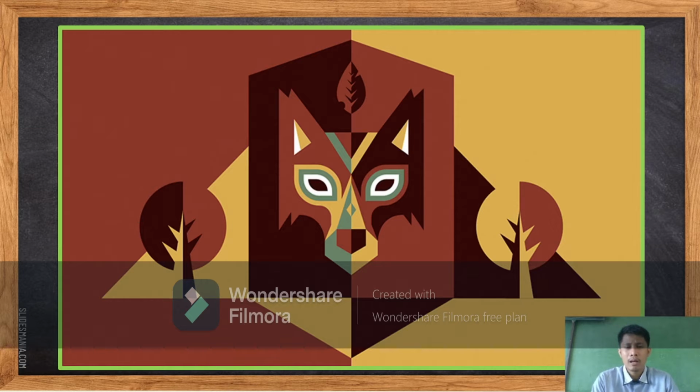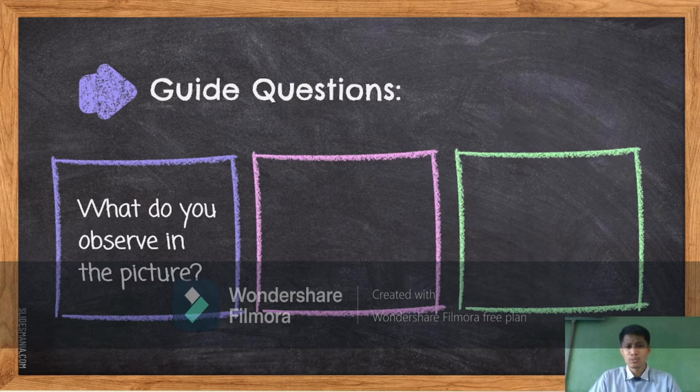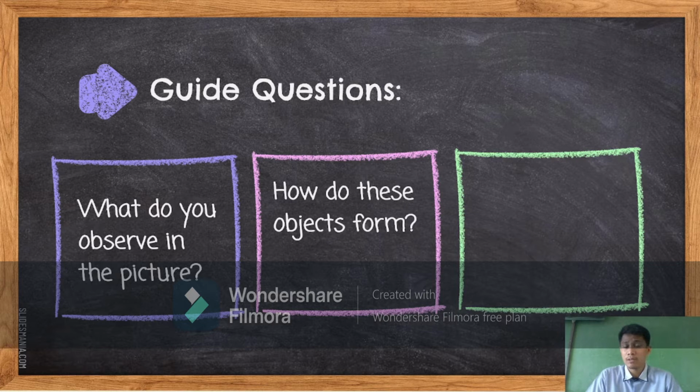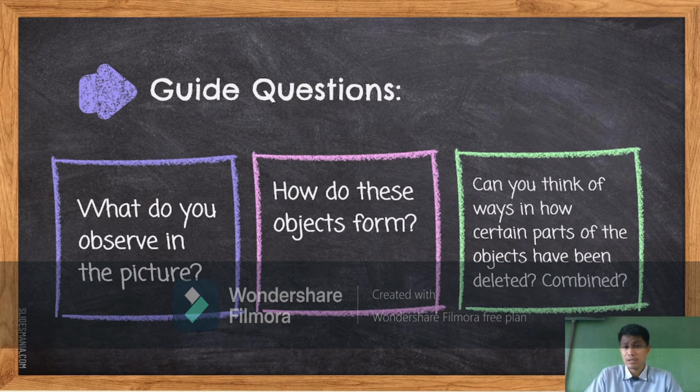How did the creator of this picture come up with this idea, and how are we going to create this kind of object in Illustrator? For the guide questions: what do you observe in the picture? Next, how do these objects form? Can you think of ways in which certain parts of the objects have been deleted and combined?